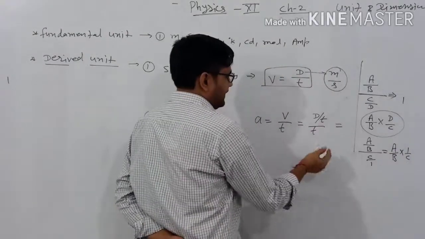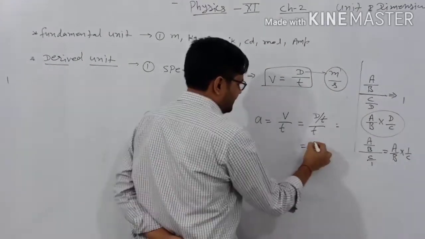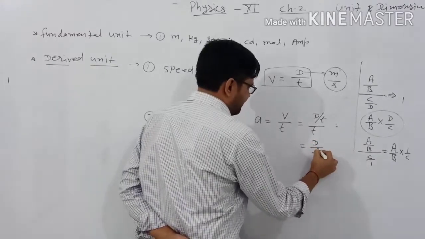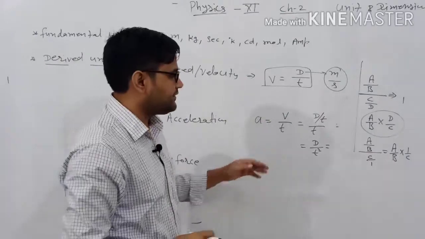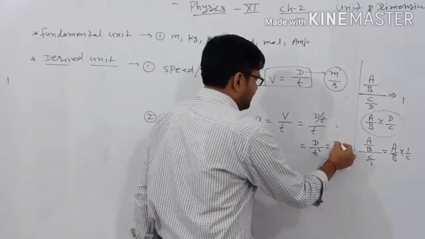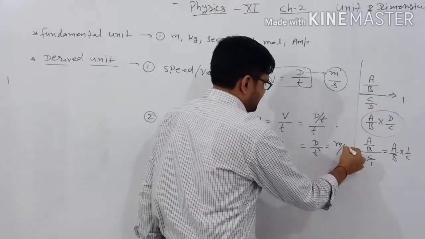Okay, that's why the final concluded formulation is distance upon time square. Now the measurement of the distance is always in meters and time in seconds, so the unit is meter per second square.